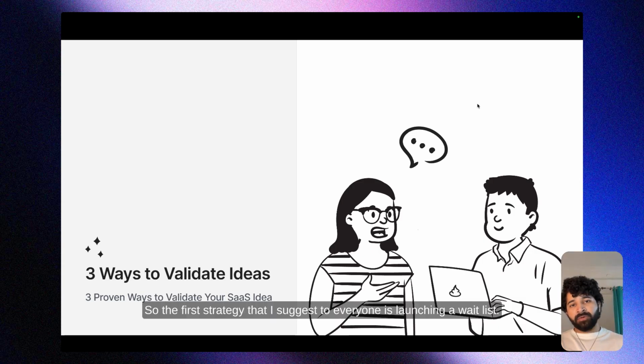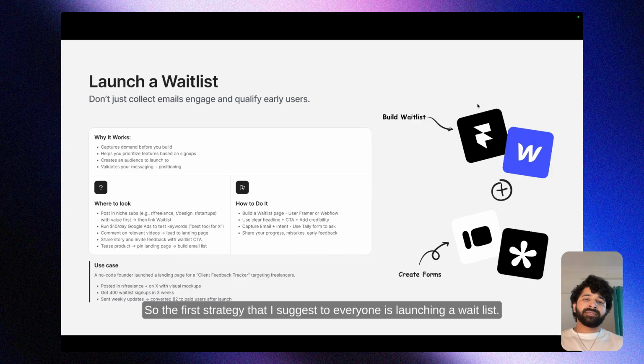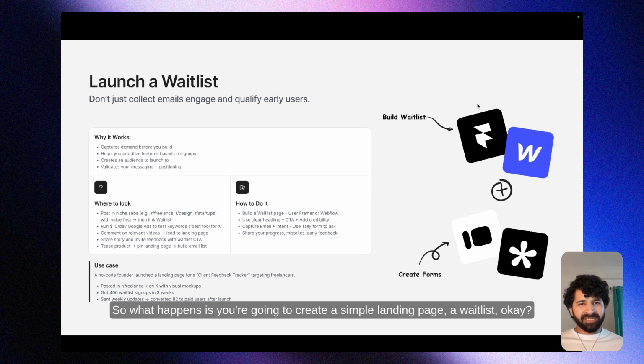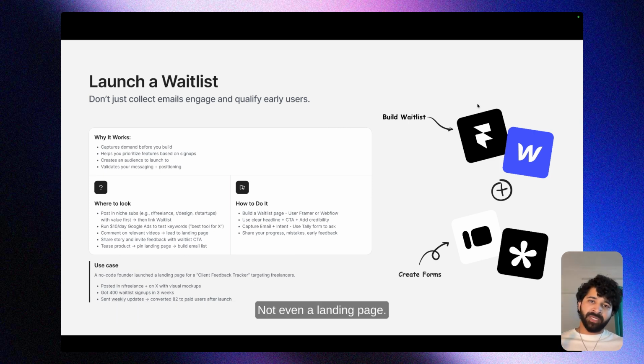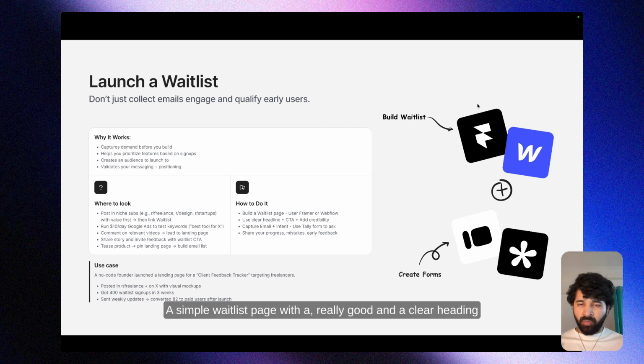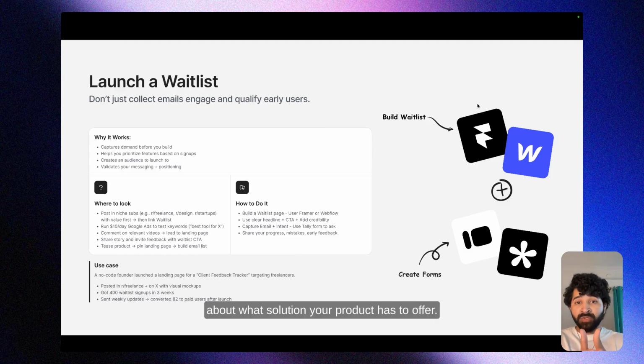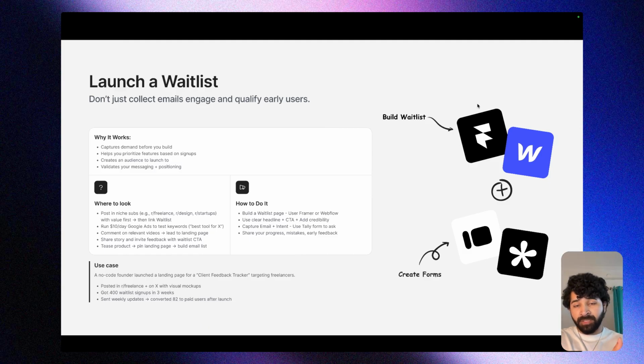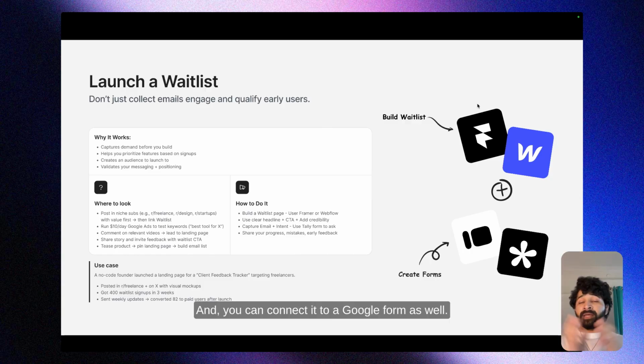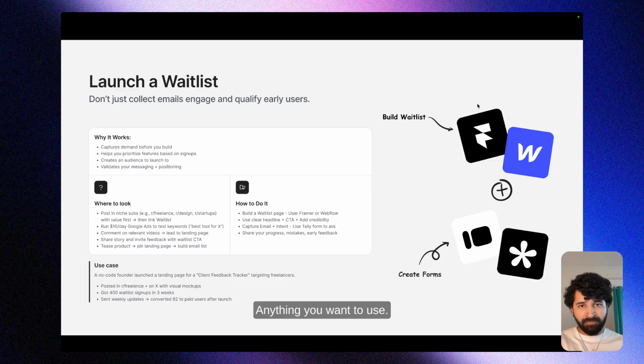The first strategy that I suggest to everyone is launching a waitlist. You're going to create a simple landing page, a waitlist. Not even a landing page, a simple waitlist page with a really good and clear heading about what solution your product has to offer. And you can connect it to a Google Form as well, or Tally, anything you want to use.